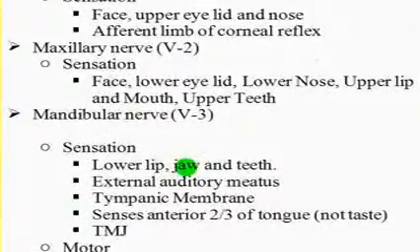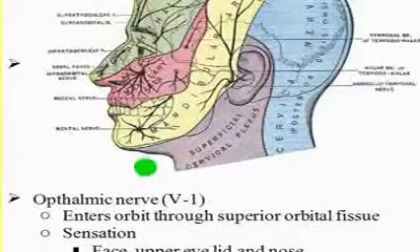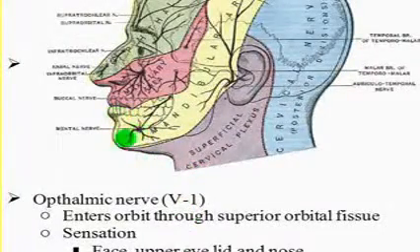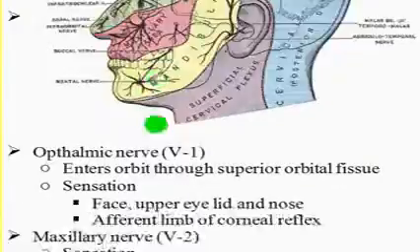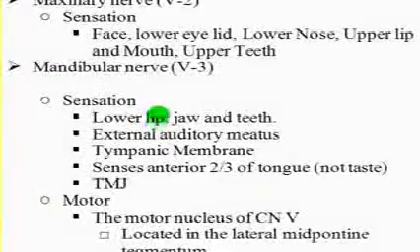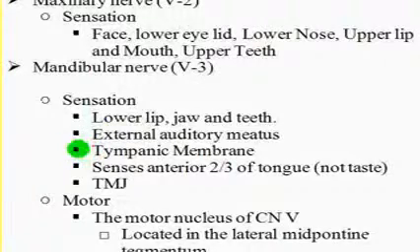V3 is going to be sensation to the lower lip, lower jaw, lower teeth. That's all V3, mandibular. V3 is also going to innervate the tympanic membrane. It's going to pick up sensation from the anterior 2/3 of the tongue, so not taste, sensation. And it's going to come from the TMJ joint.